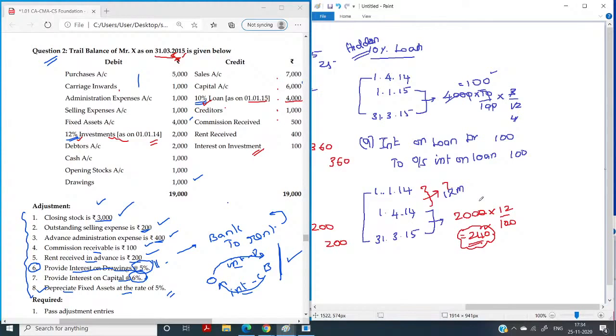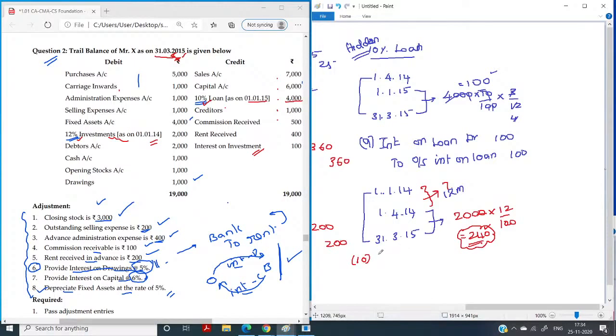As this 140 is still outstanding, what can we do? Similar to the outstanding income, we have to pass the entry here. So the entry will be here. If you are receiving the interest income, the journal entry is bank to income.